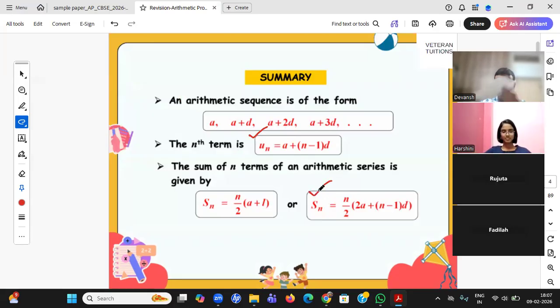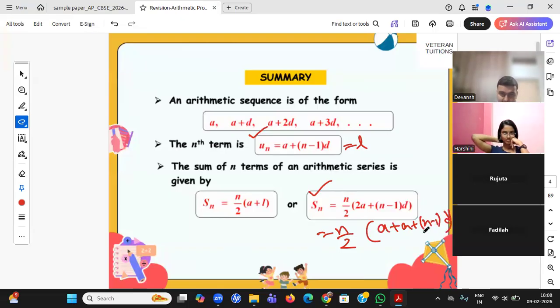So for an arithmetic sequence, you should have an idea of the nth term, An, or you can also say last term, and the sum of n terms. If you add all the terms, this is the formula. Sometimes if the last term is given, you can write this formula as n by 2 into 2a plus n minus 1 into d, where a plus n minus 1 into d is again the last term or the nth term. These are the only two formulas in this chapter.